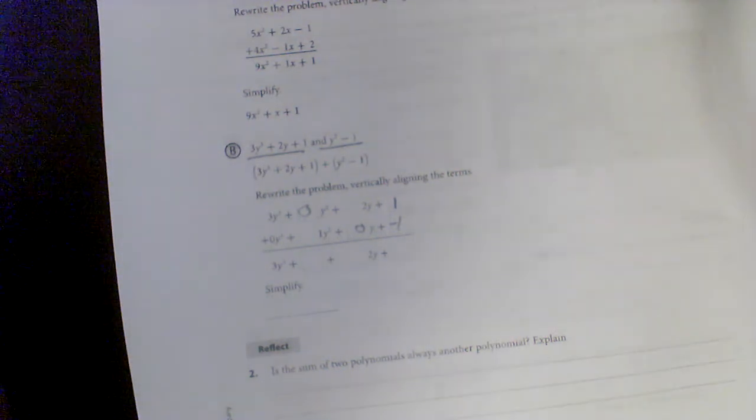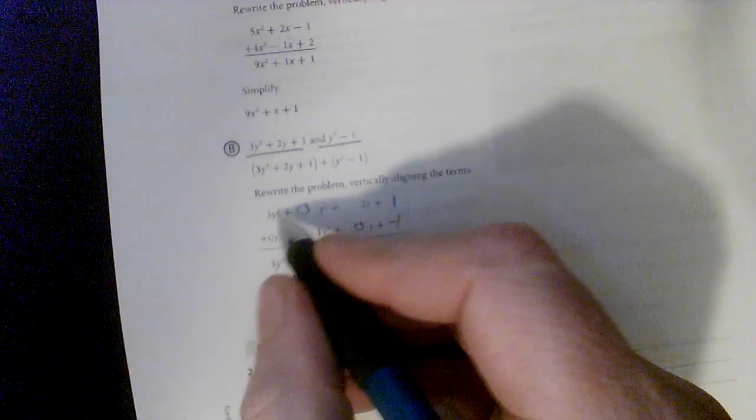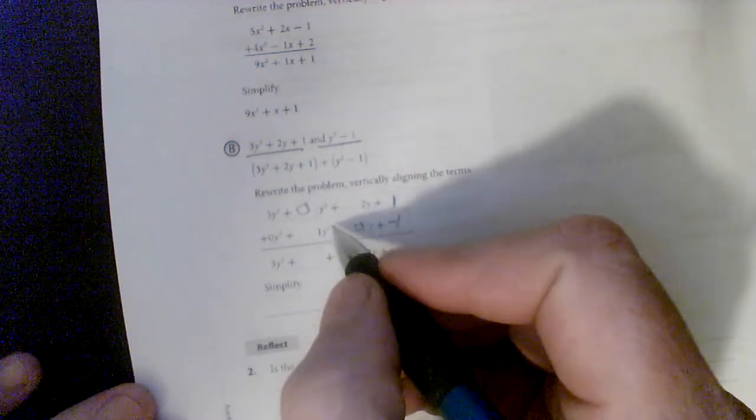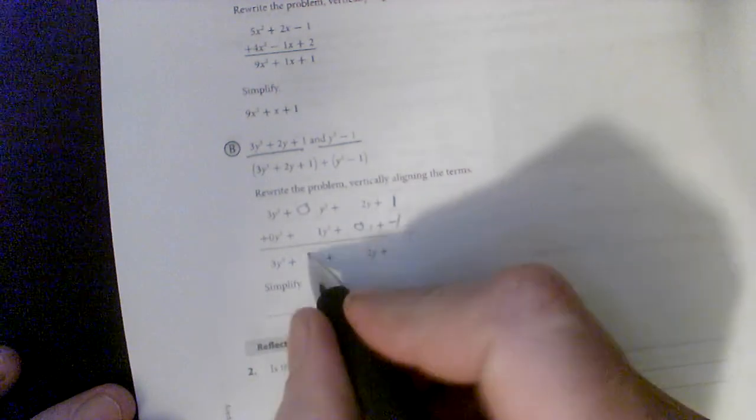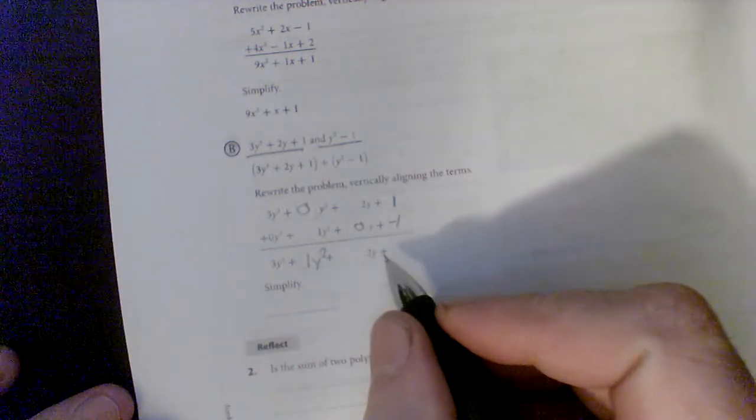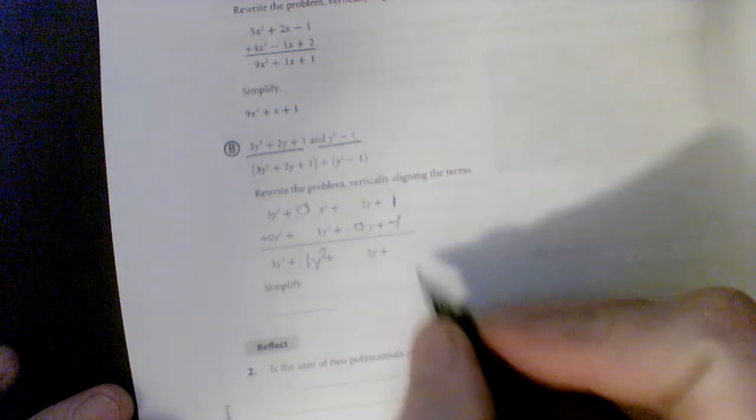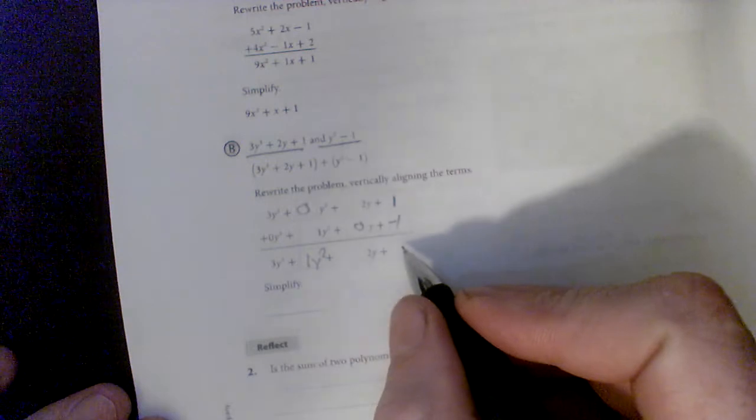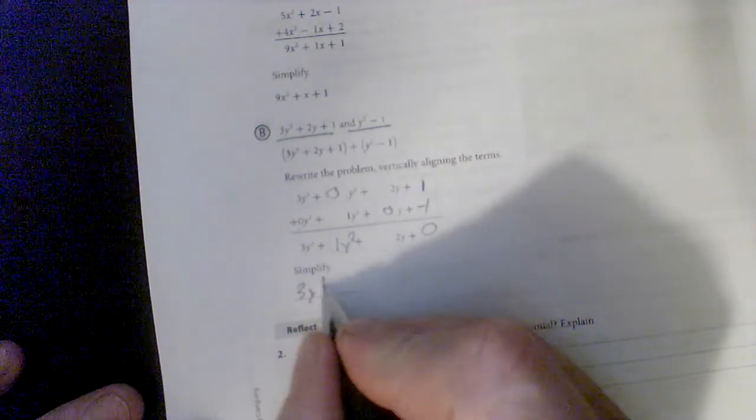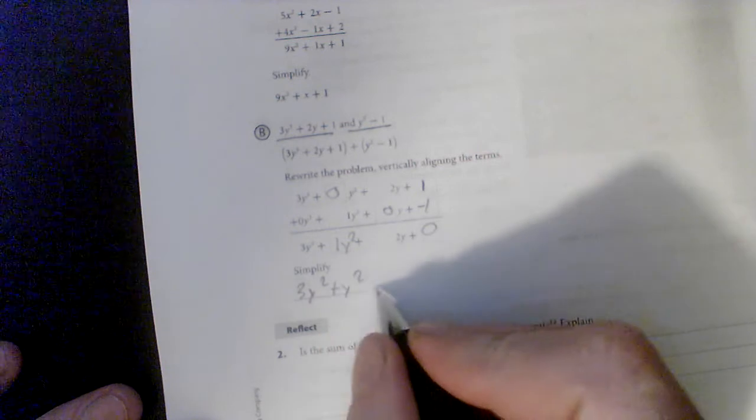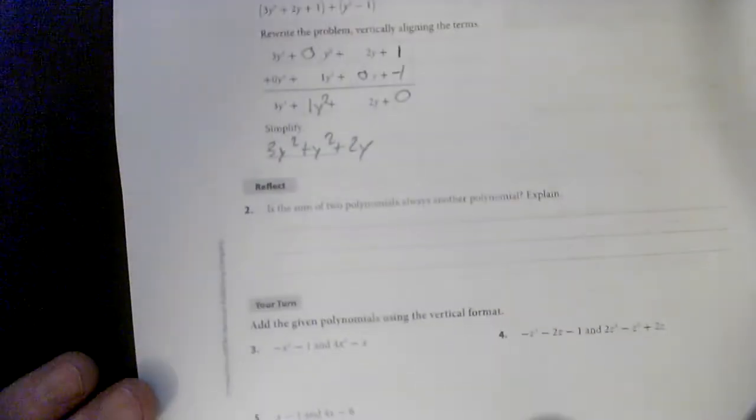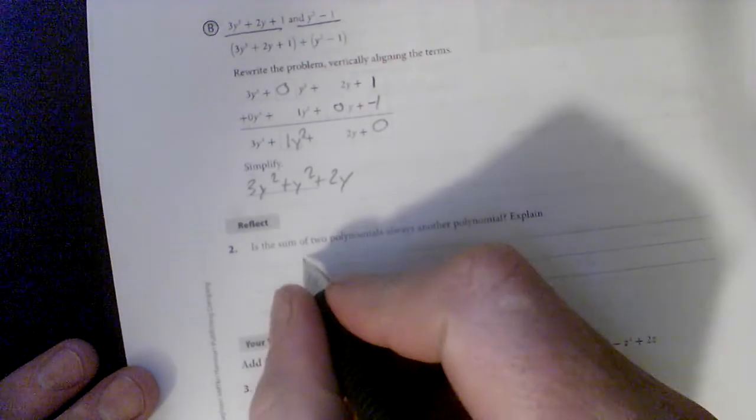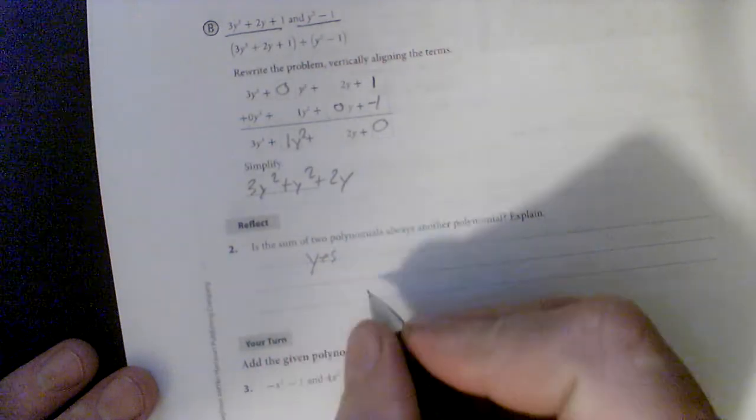Alright, so we've lined them all up, and now all we have to do, since they're lined up vertically, is to basically just add like terms, right? So 3y and 0y cubed are nothing, right? 0y squared and 1y squared give me 1y squared. I don't have to really write that, right? 2y and 0y give me 2y, and 1 and -1, they're opposite numbers, so they cancel out. So if I simplified this, we get our 3y squared plus our y squared plus our 2y, and we're done. Is the sum of two polynomials always another polynomial? Well, you know what? Yes. Alright, it is.